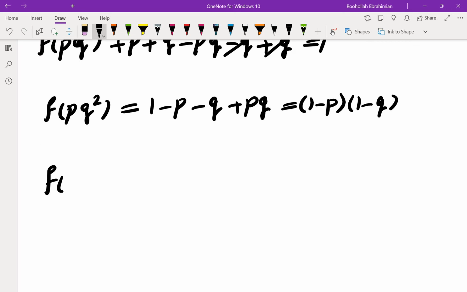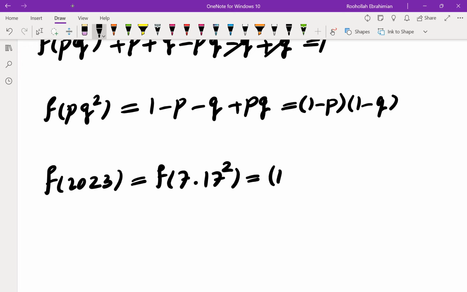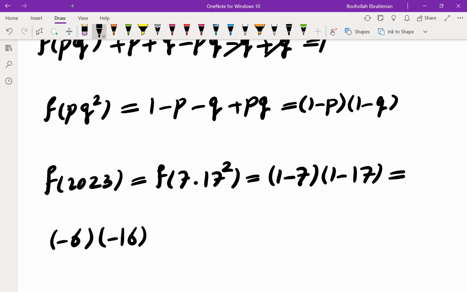So finally f(2023) becomes f(7 times 17²), which is (1 - 7)(1 - 17), which is negative 6 times negative 16. And that gives us 96.